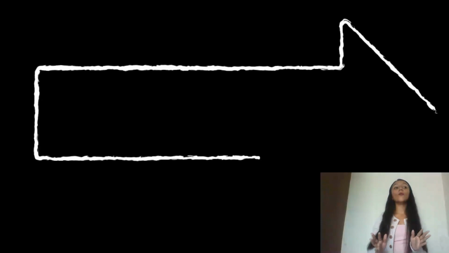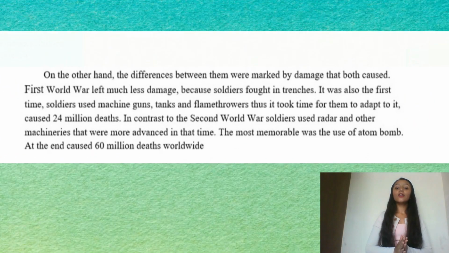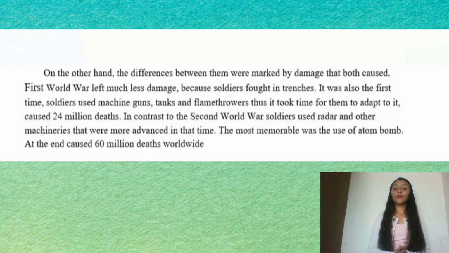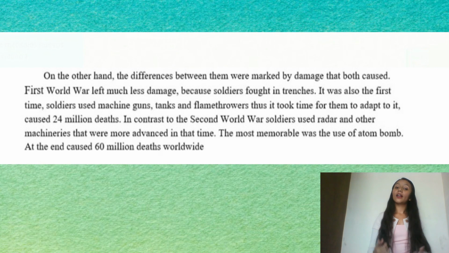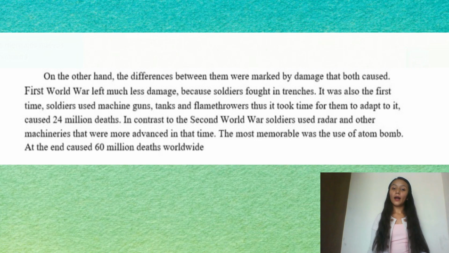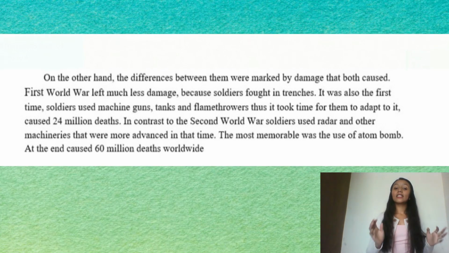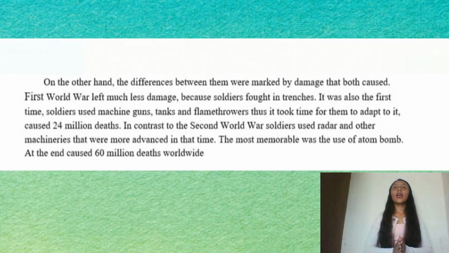In the second body paragraph, we only talk about the differences between both wars. The first difference is the level of damage that both wars caused. We found that the First World War caused less damage than the Second World War, because in the Second World War, many states used new weapons. For example, the United States used the atomic bomb. All of this caused 60 million deaths worldwide, while the First World War caused 24 million deaths.